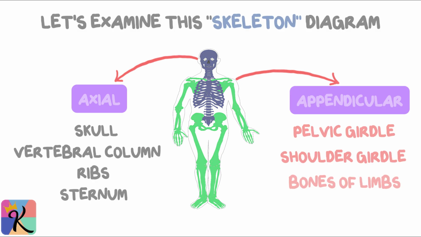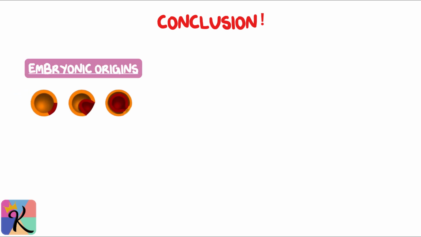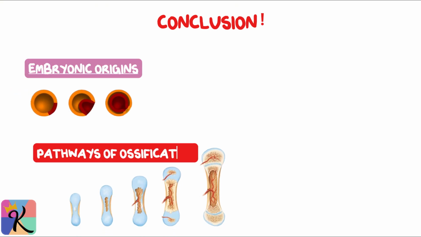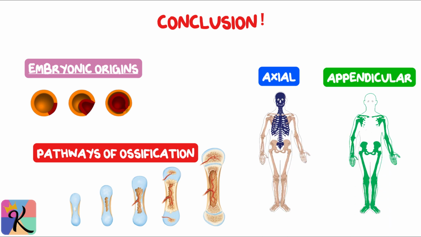So there you have it, a closer look at the embryonic origins of bone, the pathways of ossification, and the intricate structure of the axial and appendicular skeletons. Understanding these processes is key to appreciating how our bodies develop and function.